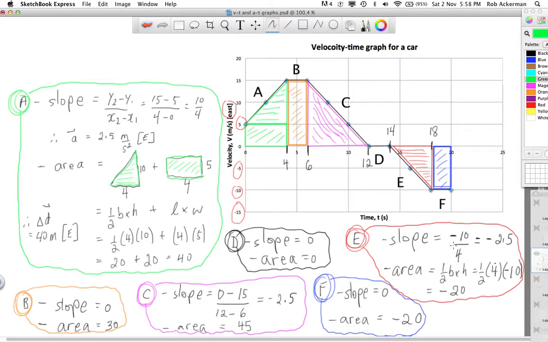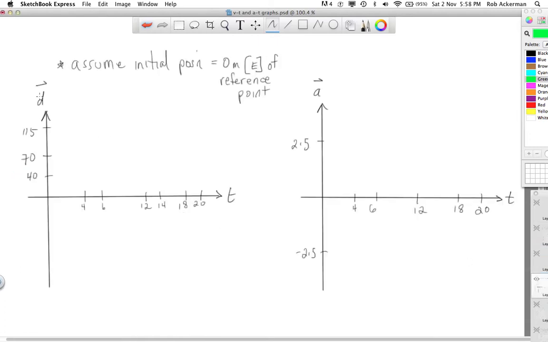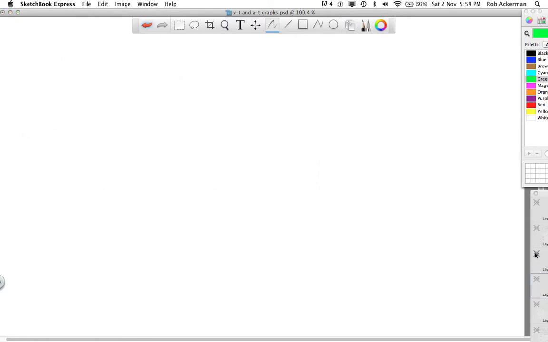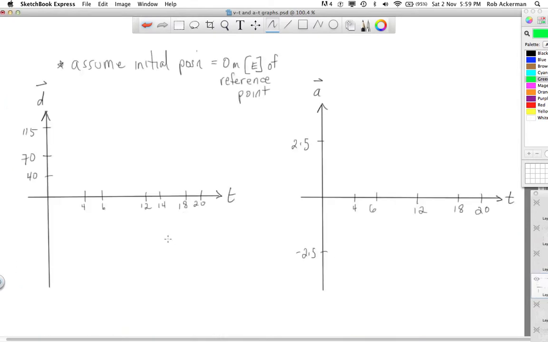So what you can do is set up a couple of blank graphs that look like this, a position time graph showing all the important times along the time axis, such as you saw here. Those important times are 0, 4, 6, 12, 14, 18, and 20. So I've got those over here. And do the same for an acceleration graph with those important times where the intervals start and end.